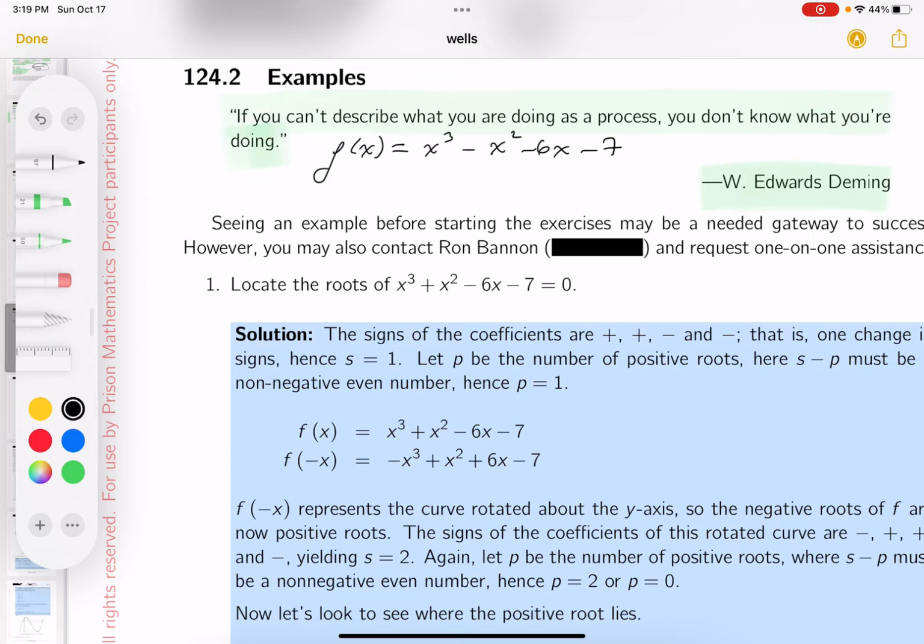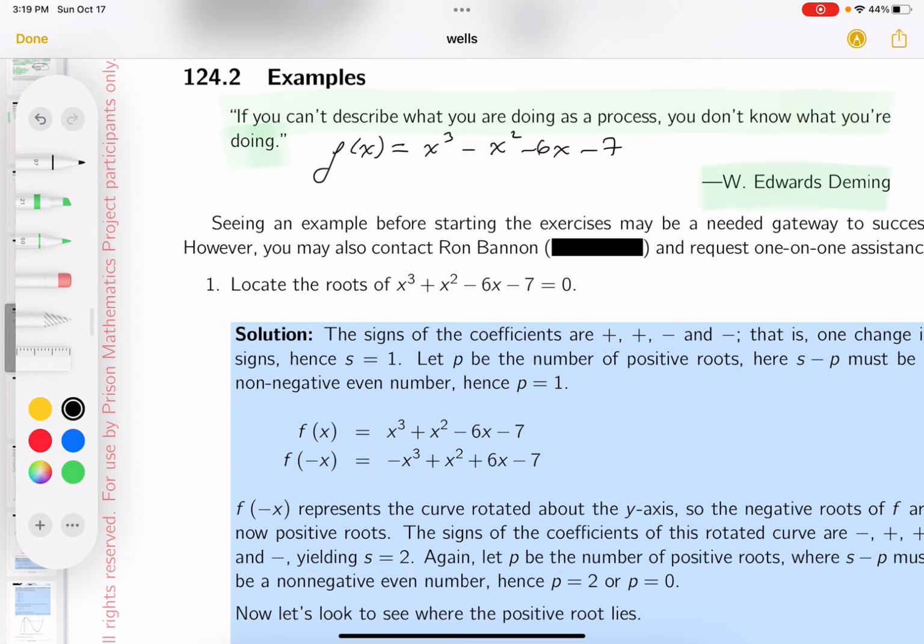So what do I see? Positive, positive, negative, negative. So what do I know? I know there's one sign change, so S equals 1. What does P have to be? P has to be 1. So I know there's one positive root, and that's really important. If I know there's one positive root, I want to get a bound for it.